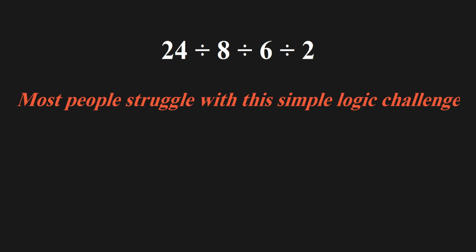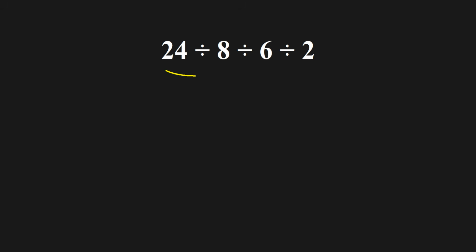In this mini video, 24 divided by 8, which equals 3, and 6 divided by 2 equals 3. Now we have this problem, 3 divided by 3, which equals 1. But this answer is not correct because according to the order of operations, we must do this division, then this division, and at last this division.